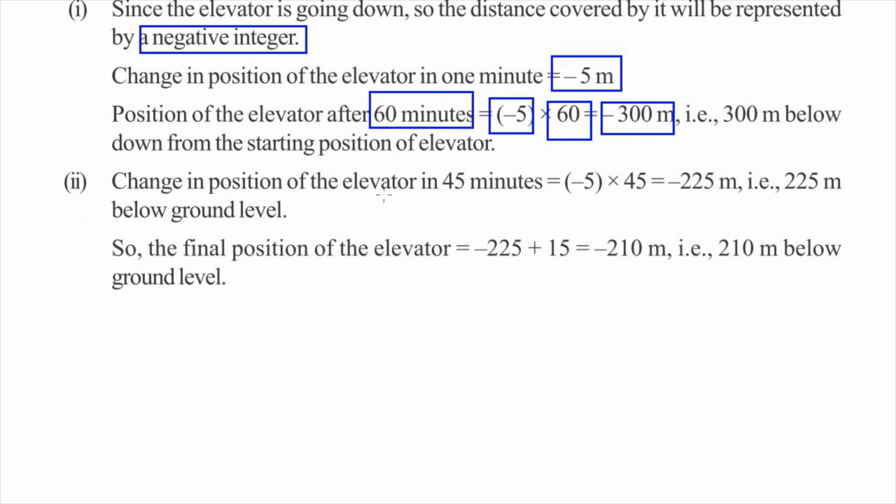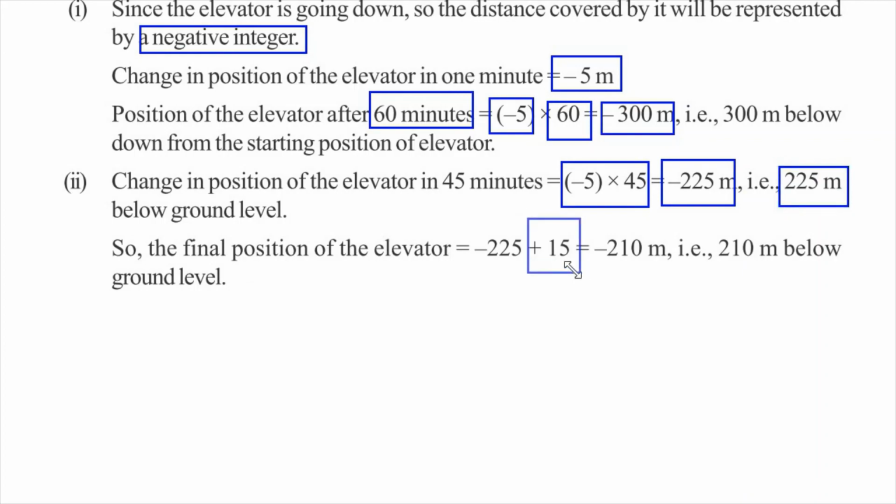Change in position of the elevator in 45 minutes: we know that it is going at minus 5 meters per minute. So if it goes on for 45 minutes, it goes at minus 225 meters. If it were starting at 0, then it would have been 225 meters below the ground level. But we know that it is starting at plus 15.